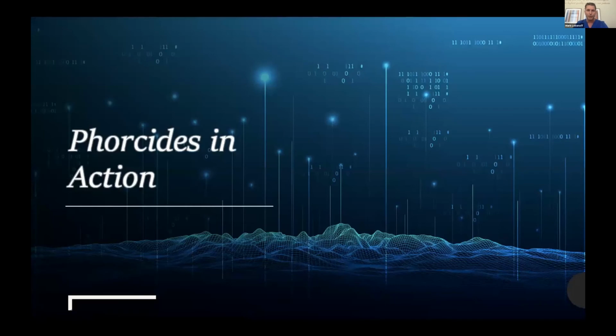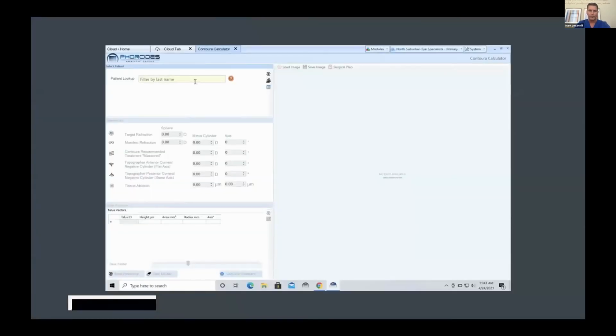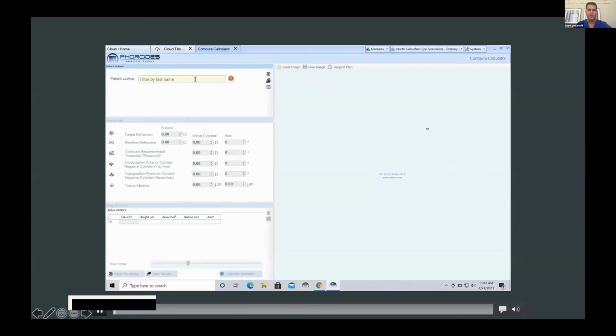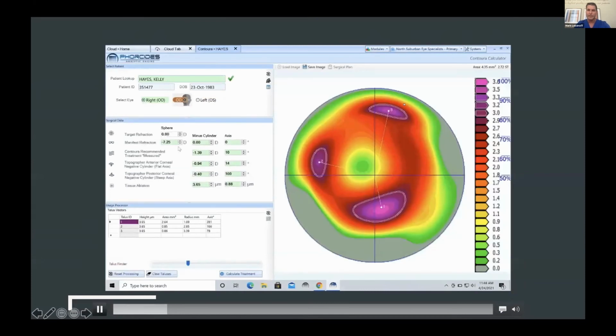So how does this actually work in practice? Well, this video is going to show how the software works. The patient's name is brought forward first. The eye is identified. The topography treatment map is pulled into the 4C software.